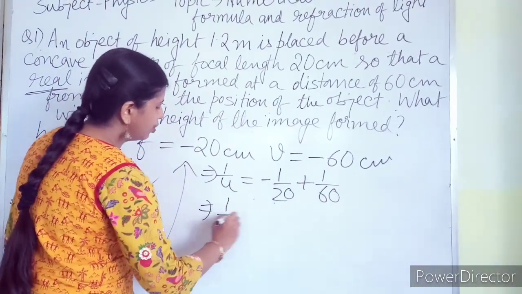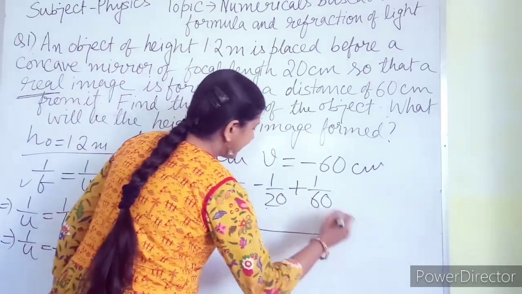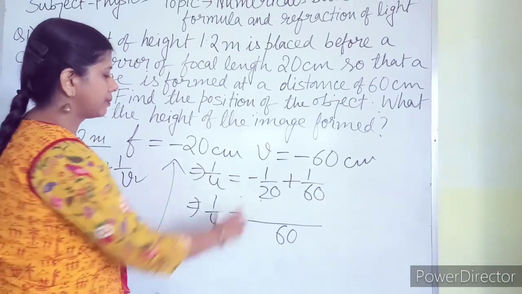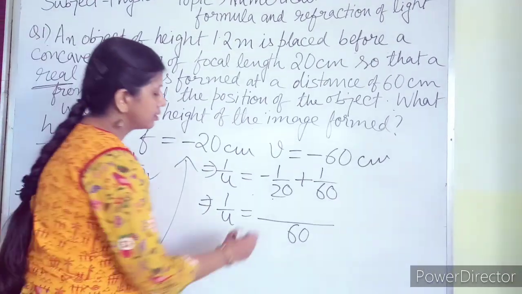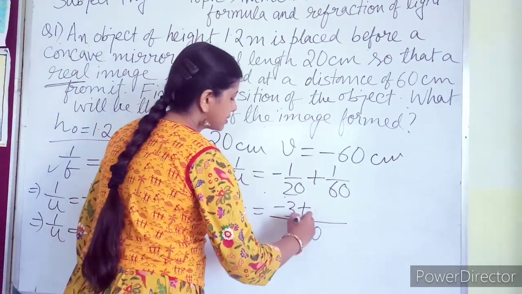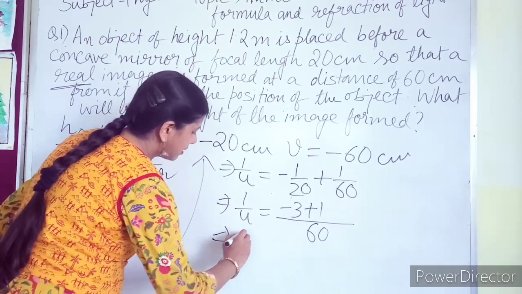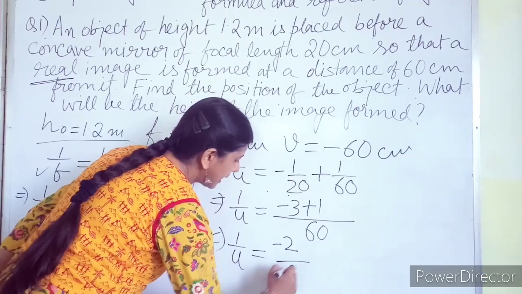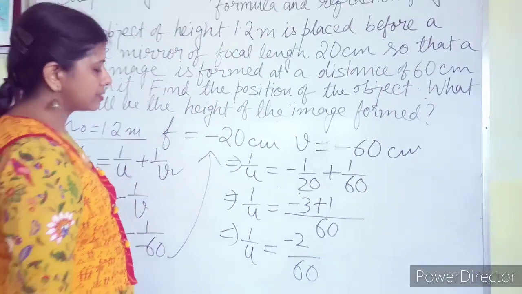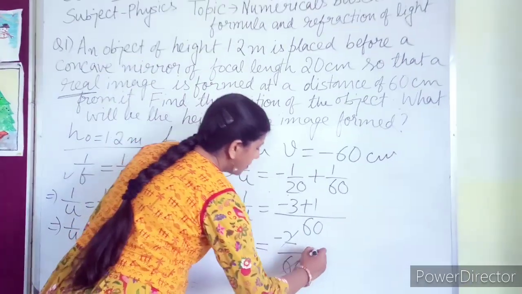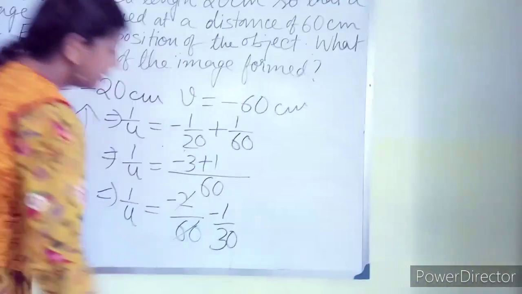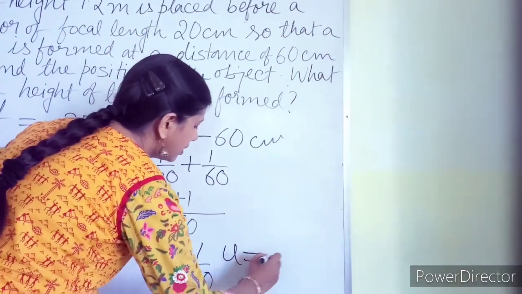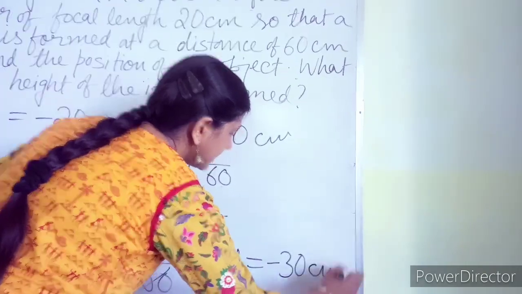So what is my value? 1/U equal to, LCM I am taking as 60. So here what will come? 20 threes are 60, so minus 3 plus 1. So my value is coming 1/U = -2/60. Minus 2 by 60 means minus 1 by 30. So actually U is what? U = -30 centimeter.